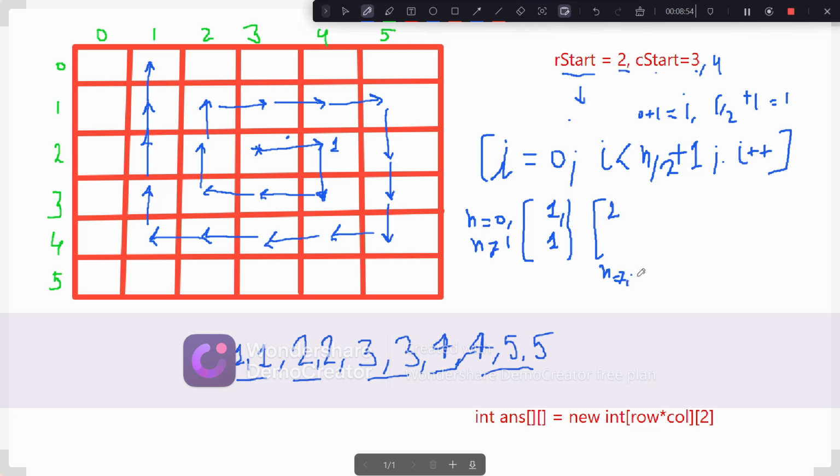So how about 3? If n equal to 3, this would be 3 by 2 plus 1. So this will be 1 plus 1. So again it would run 2 times only, correct?